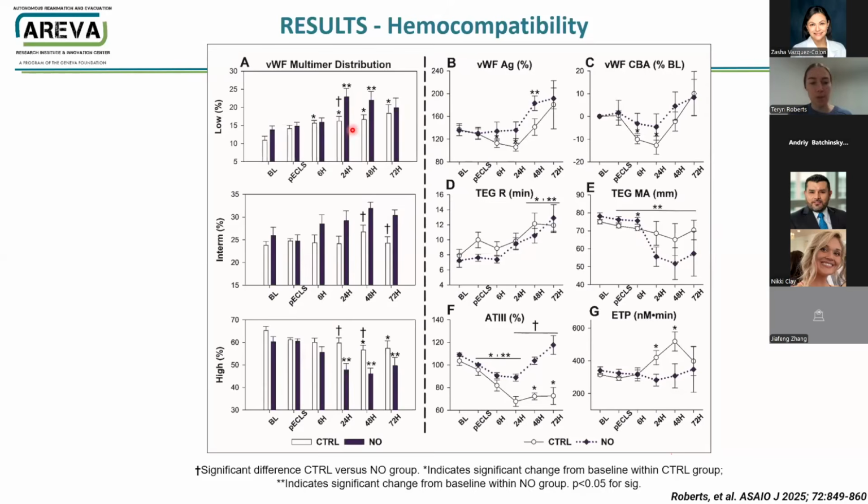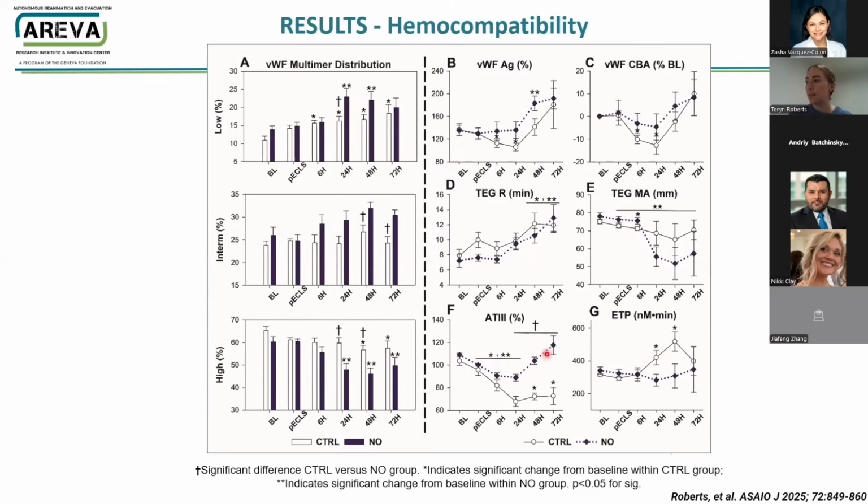So acquired von Willebrand syndrome is something that's being talked about more and more in the extracorporeal support space. We see a difference in groups in the multimer size distribution, but again, no clinical manifestation of bleeding. The bleeding and thrombotic complications were the same between groups. We look at viscoelastic tests, and then we see some really interesting effects on thrombin and antithrombin dynamics.